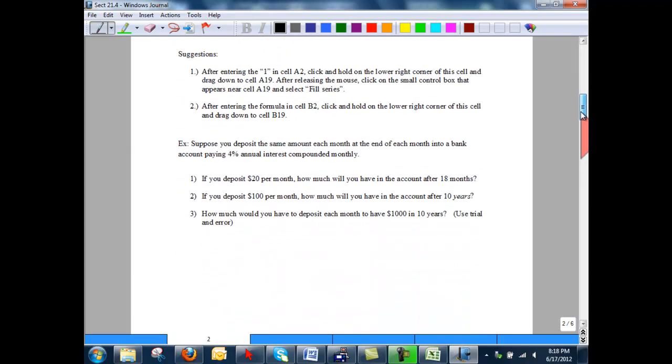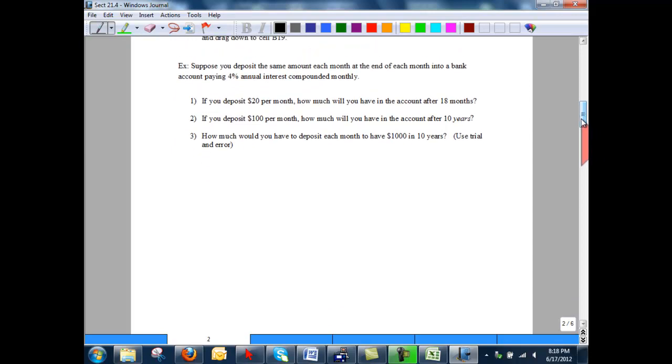Let's now go to answering a question like this. If you deposit $20 per month, how much will you have in the account after 18 months? If you deposit $100 per month, how much will you have in the account after 10 years? And how much would you have to deposit each month to have $1,000 in the account in 10 years? Let's go back to Excel.